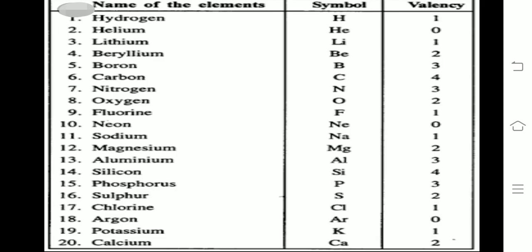So this is the valency given of the first 20 elements. Like valency of hydrogen is 1, valency of helium is 0, because helium is an inert element. Valency of lithium is 1, valency of beryllium is 2, valency of boron is 3, valency of carbon is 4. Similarly, you can see all the valencies of these elements.